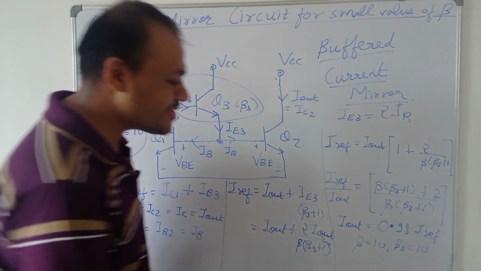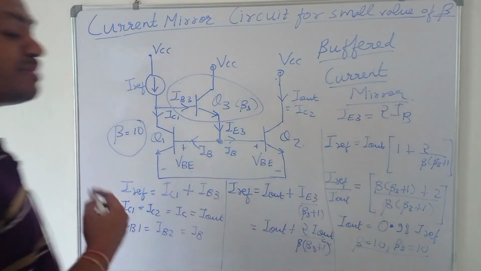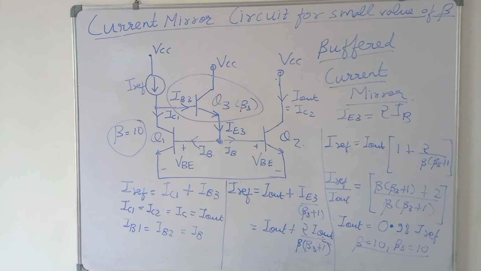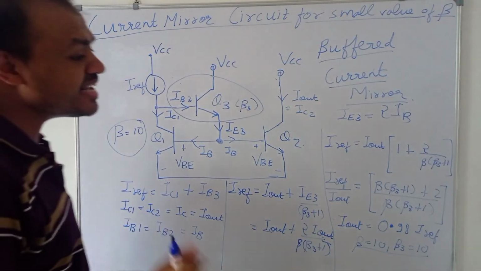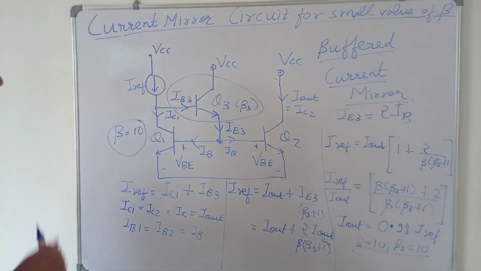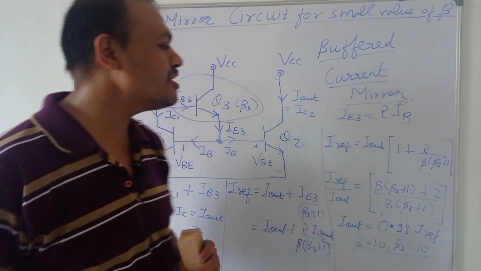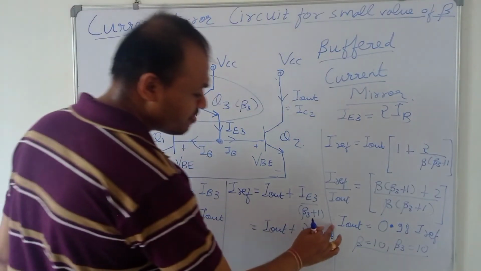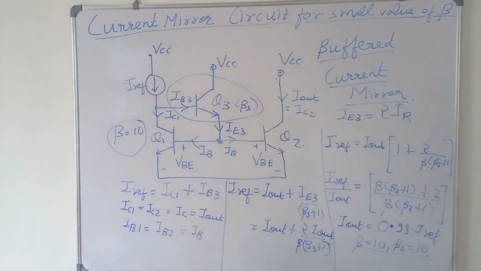Okay, like beta equal to 10. Beta equal to 10 means very small values of beta. Normally beta value is more than 50 or approximately 100. In normal transistors beta equal to 100, in ideal transistors beta is equal to 1000. But here beta value is very small, beta value is 10. And even for a very small value of beta, I out equal to 0.98 of IREF. So the value of I out is very similar to IREF. So this is the advantage of this buffered current mirror circuit.